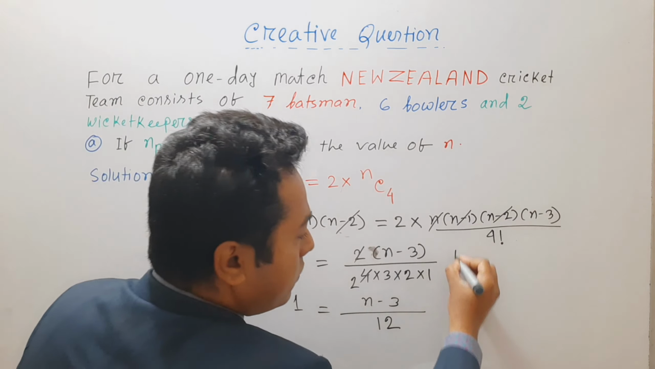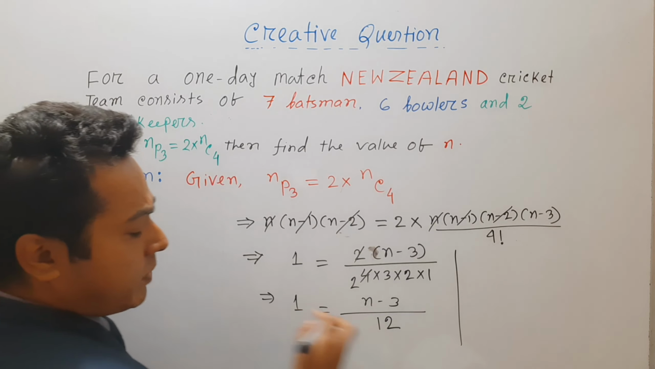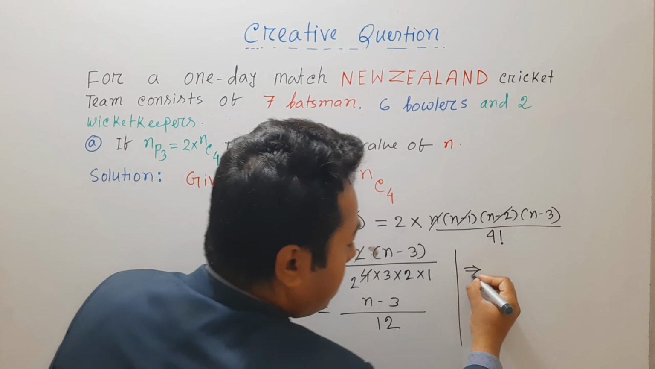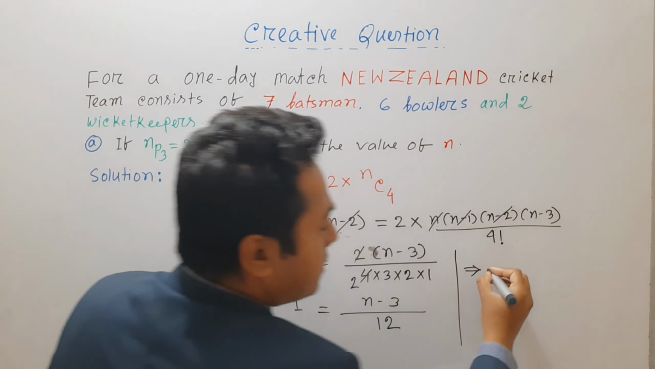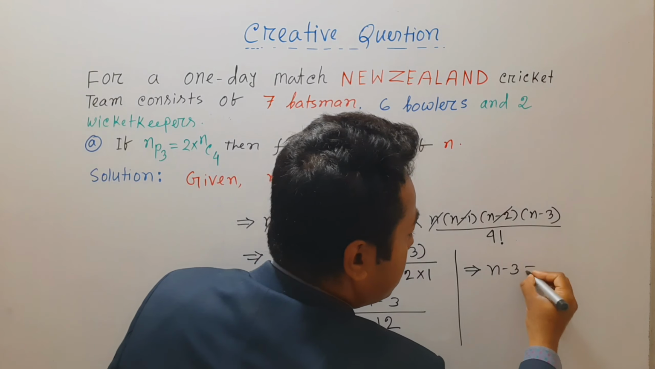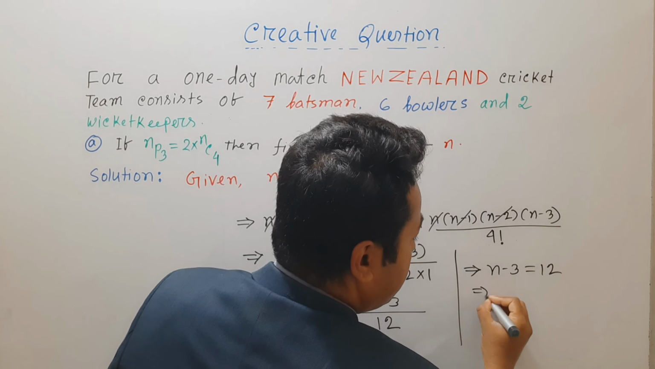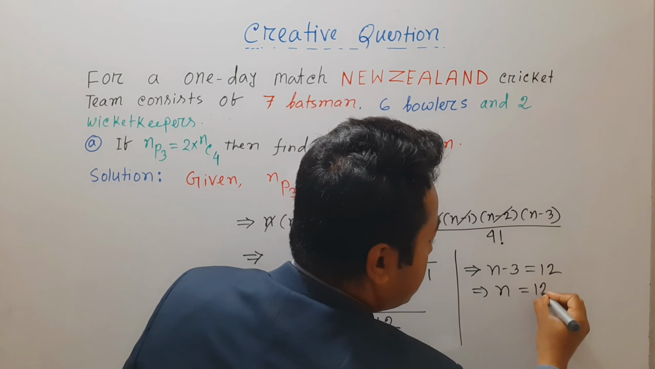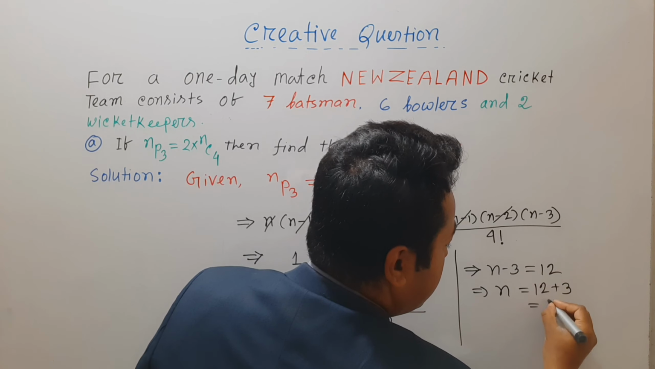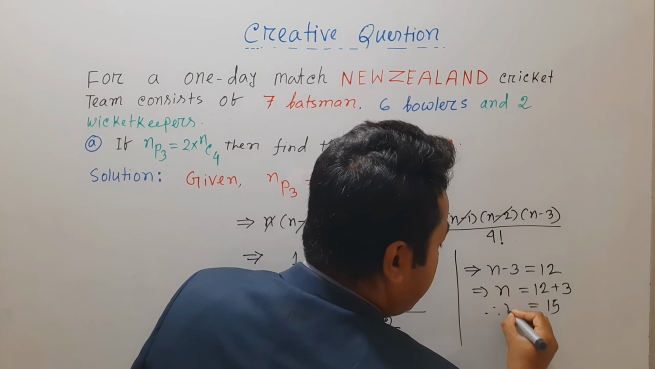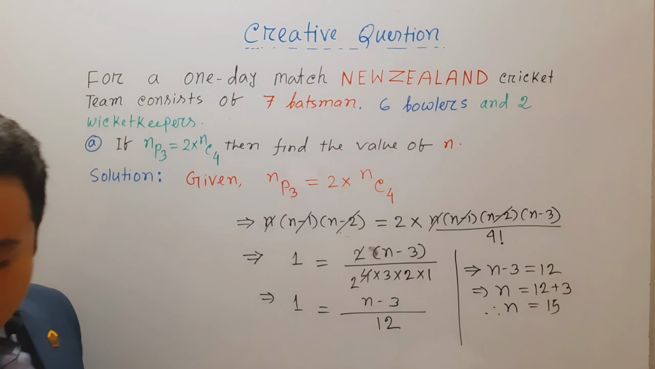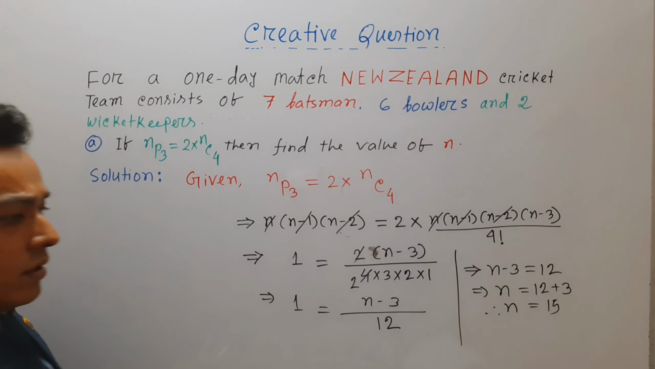Now by cross multiplication we can write n minus 3 is equal to 12. So n is equal to 12 plus 3 is equal to 15. Therefore n is equal to 15. This is our answer. Okay.